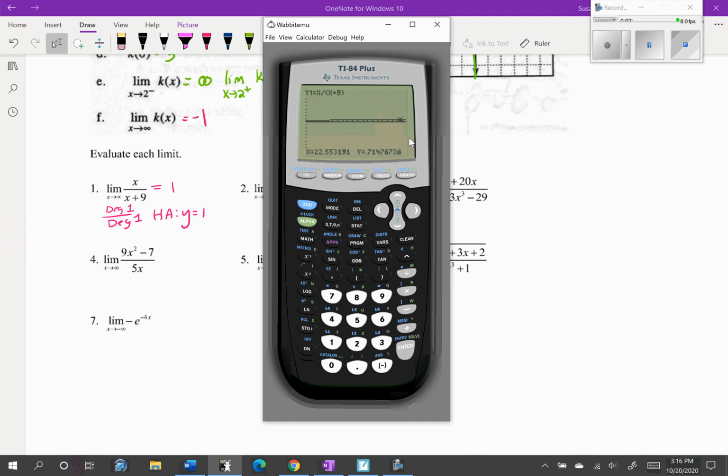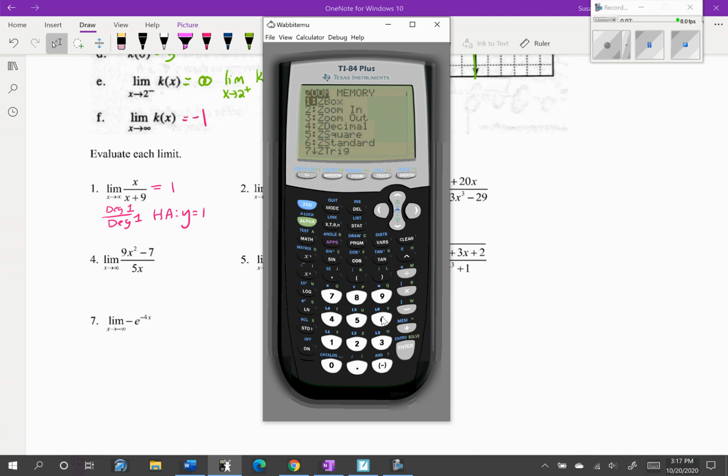So rather than doing that each time, it's a lot easier if you use your table. If you go to second window and change the independent to ask, it's going to allow you to type in values into your table. Then hit second graph, which is your table. I can just keep on plugging in larger and larger values, and notice that in the long run, they're approaching a y value of 1, because that's, again, a horizontal asymptote. And even if I do very large negative values, you can also see that it's approaching a y value of 1.